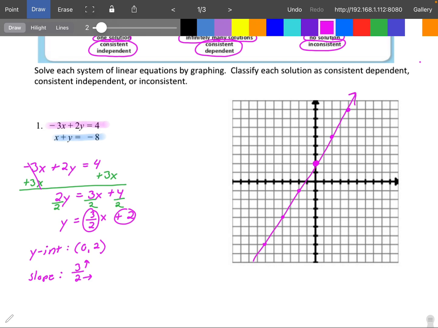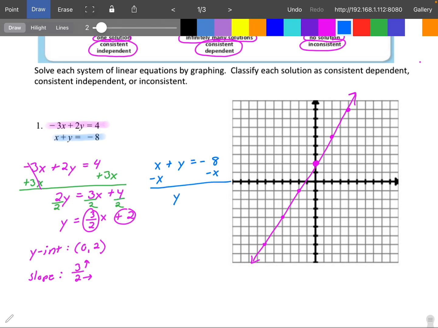Now remember, I have 2 lines though. So I need to graph both lines and see where they intersect, if they intersect. So then I take my second equation, x plus y equals -8. Now this one's a little bit easier to get y by itself because all I have to do is move that x. Since it's a positive x, I'm going to subtract x to move it over.